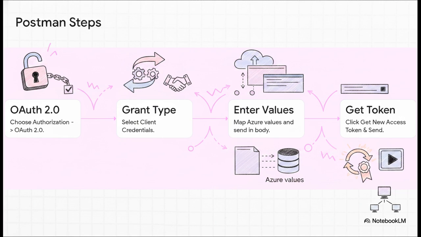Now enter all those carefully mapped values we just talked about, and be sure to set Client Authentication to Send Client Credentials in body. Once all that is filled out, click Get New Access Token. Select Use Token and then hit Send. If everything is configured correctly, boom, you will successfully connect and see your Business Central data populate right there.